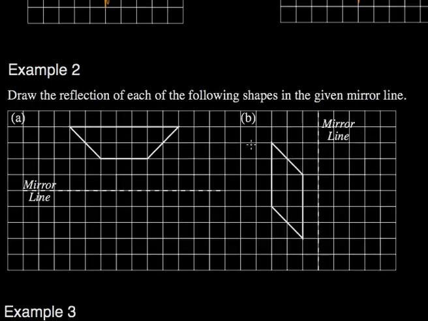In the second example, it's asking us to draw the reflection of each of the following shapes in the given mirror line. The mirror line here is dotted across here. And the way we do it, again, is just counting squares. So from here to the mirror line is 2, and we keep going another 2 the other side of the mirror to here. For this one, again, it's 2 to the mirror, and then we count another 2 to here.